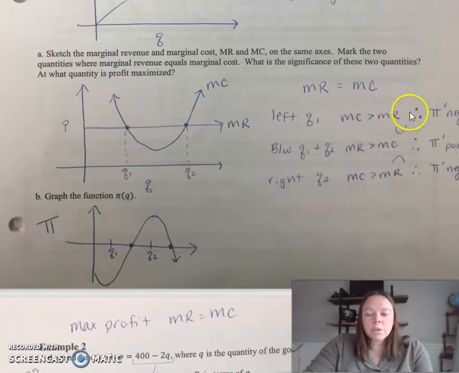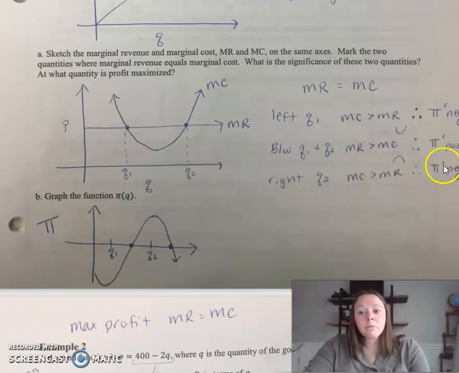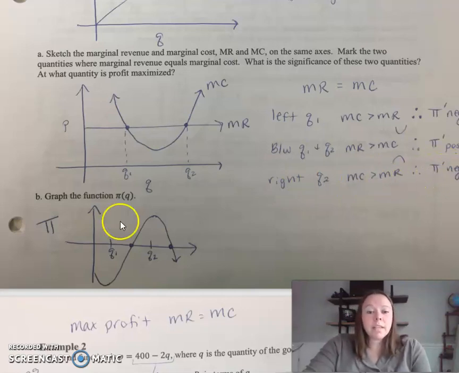Okay. All right, so to the left of Q1, marginal cost was greater than marginal revenue, therefore your derivative of profit is negative. Shows you here. And then between Q1 and Q2, marginal revenue is greater than marginal cost, your derivative of your profit is positive, so you're increasing. And then to the right of Q2, marginal cost is now greater than marginal revenue, therefore your derivative of your profit is negative, so you're back to decreasing. So it just gives you some visuals of what's going on.